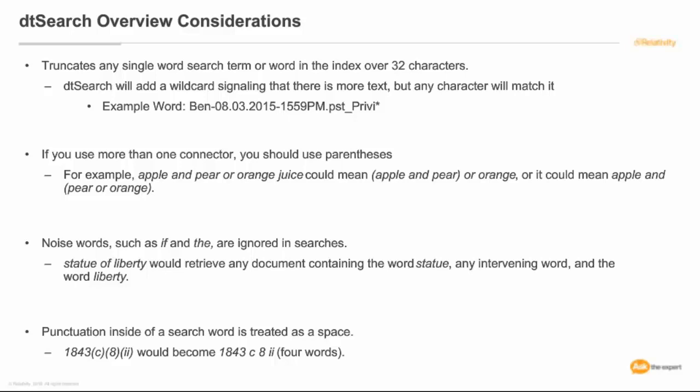Consider this example here, Statue of Liberty. dtSearch is actually looking for the word statue followed by an intervening word and ending with the word liberty. If the intervening word is a noise word, any word can take its place. Also, if punctuation exists in your search term, dtSearch will interpret that as a space as well. This can mean that our search terms can be split up into multiple words and noise words being replaced with any intervening word.